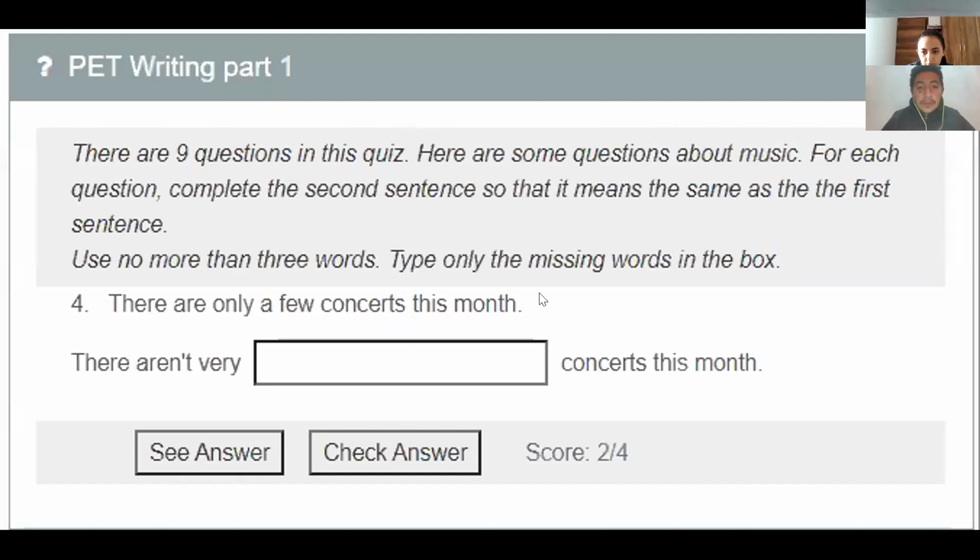This month. Hay solo pocos conciertos este mes. So we have to write a sentence with the same meaning as the first one. So it says, there aren't very, no hay muchos, blank space, concerts this month.